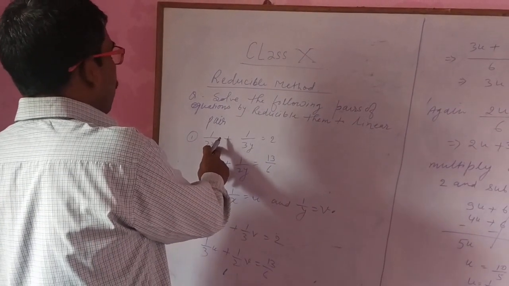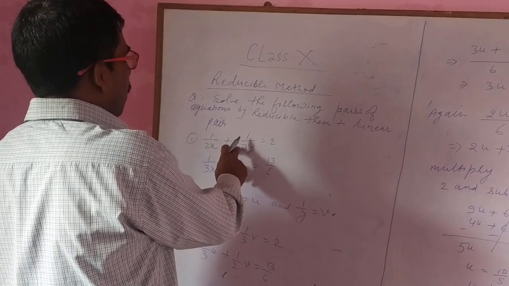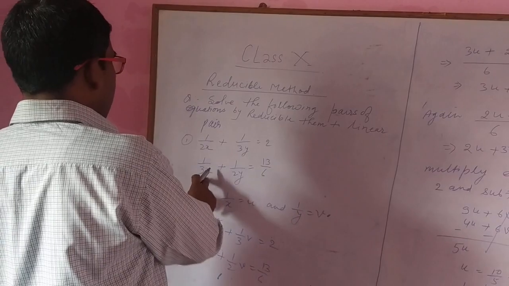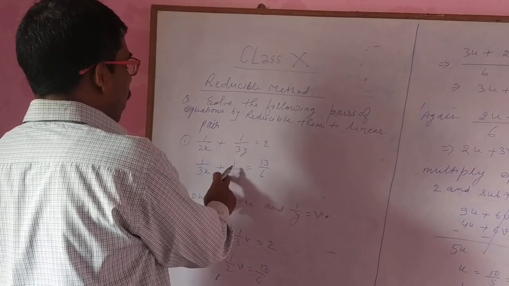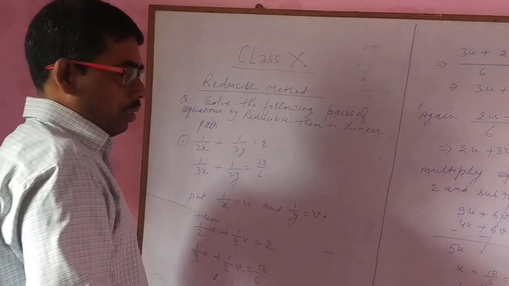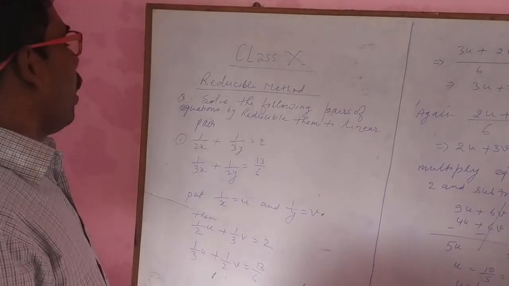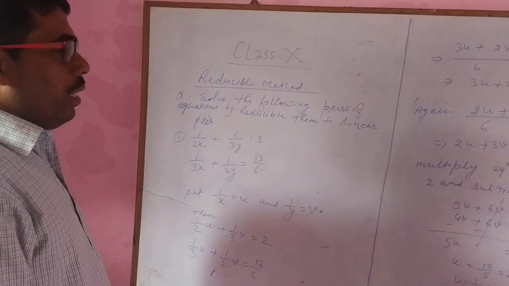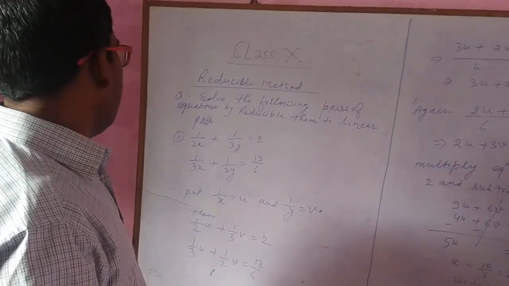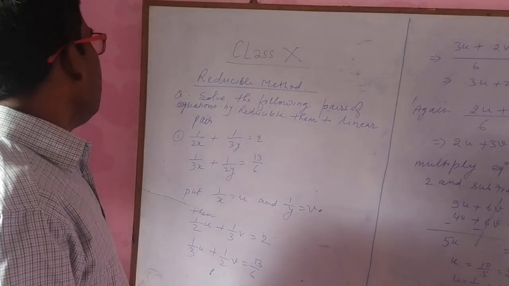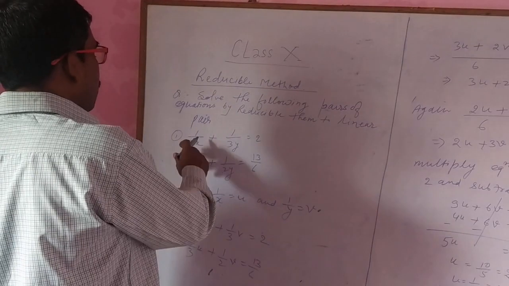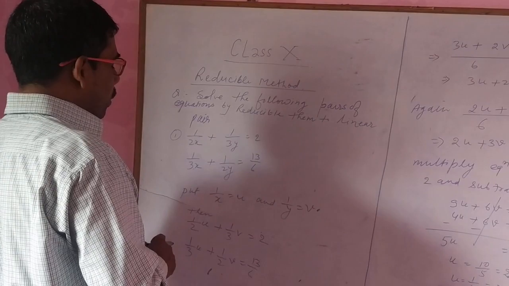The question is 1 by 2x plus 1 by 3y equal to 2, and 1 by 3x plus 1 by 2y equal to 13 by 6. Both equations are not linear pairs because the variable is in the denominator. Therefore, we change them into a linear pair by taking the common variables in both equations.